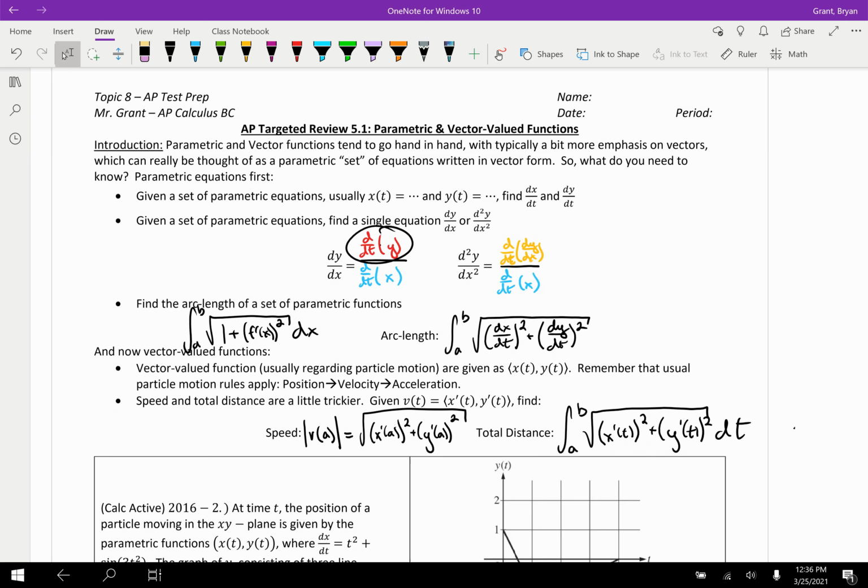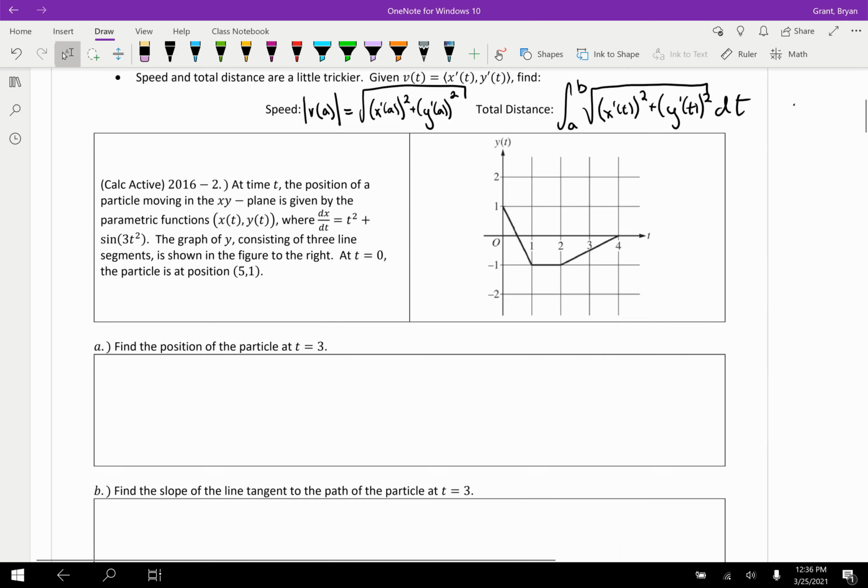A second one of them is usually on parametric, vector valued, or polar functions, which is what we're focusing on today. We'll do polar at the end. And then the third one is kind of a wild card one, and so we'll discuss some other possible options of that third one later on. But if you can predict 2/3 of the free responses, at least on the BC side, you're in pretty good shape. Okay, let's get back to this.